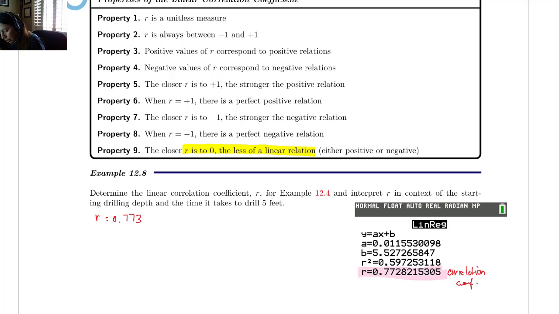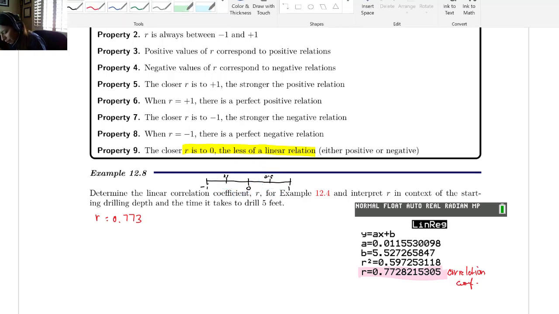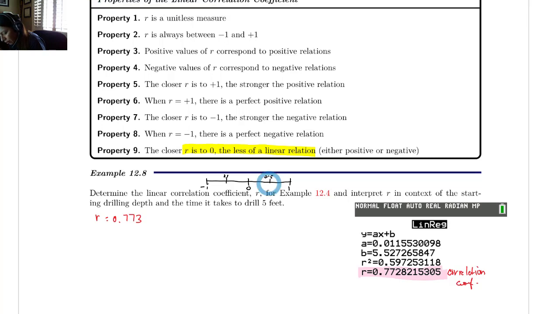So if I drew a number line from -1 to 1, and here's 0, and here's a half, 0.5, and -0.5, where is R? Well, 0.77 is about here, right? Is that closer to 0, -1, or 1? You're like, oh, it's actually pretty close to 1. Well, if R is close to positive 1, that means it's a stronger positive relationship.